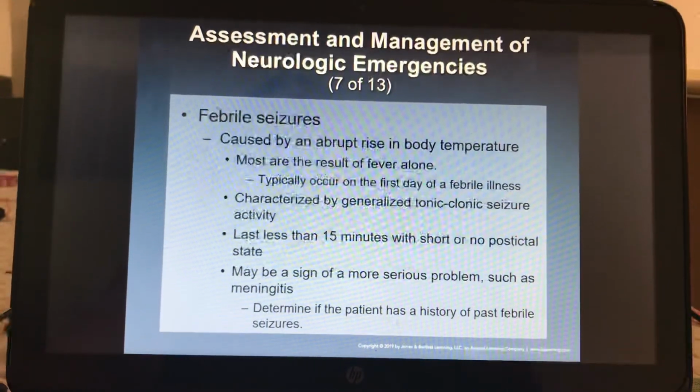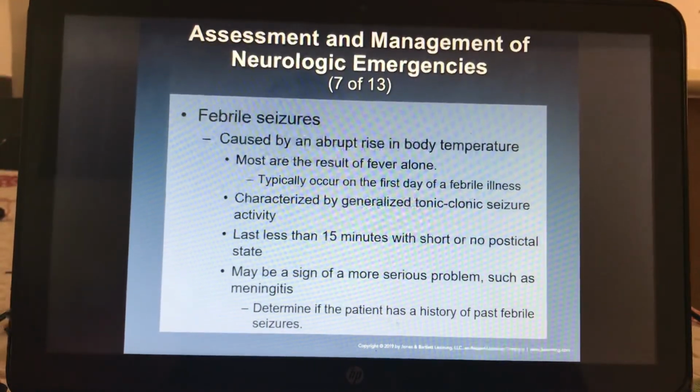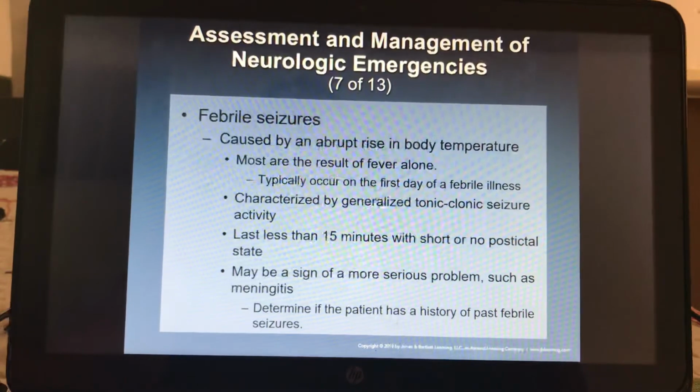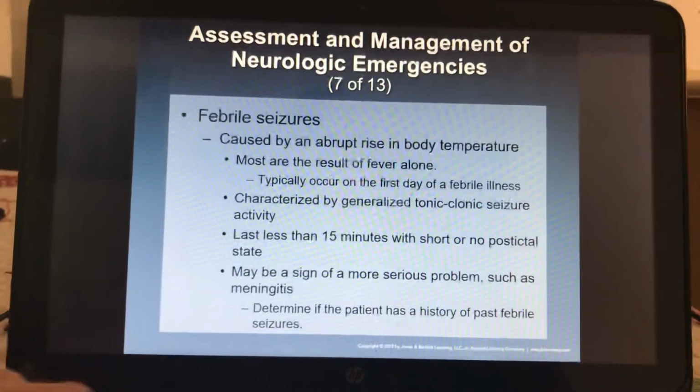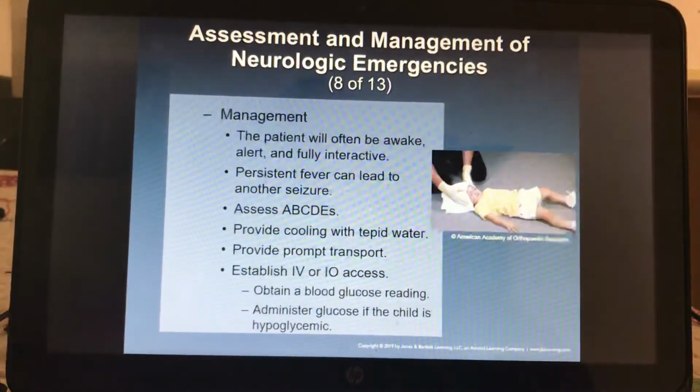And unfortunately, I don't want to say they're common, but they are kind of common for kids to have. So I'm not saying it should be normal. Don't consider it as if it's normal, and don't downplay it. But with that being said, it does happen quite a bit. Keep them kind of cool. Manage the ABCDEs.